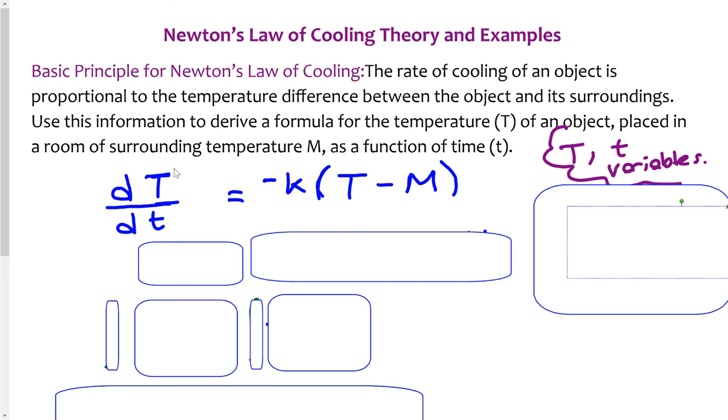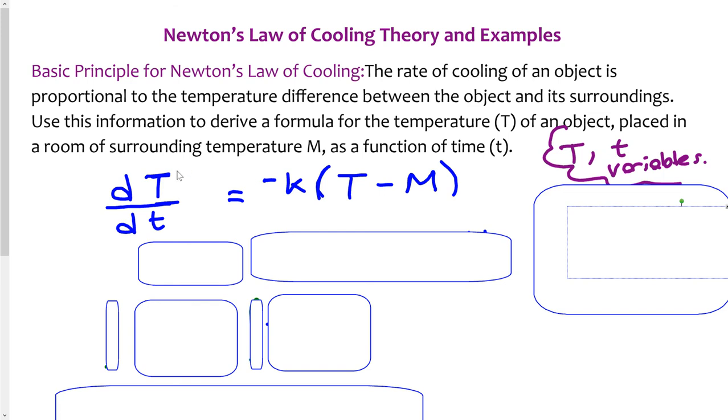First of all, temperature is decreasing. To represent that, I put a negative sign. It's proportional, meaning a constant times the temperature difference between the object and the surrounding medium. And typically the object has a higher temperature than the medium. That's why we put T minus M, so this quantity will be positive. K will be positive, and the negative here makes the whole quantity negative.